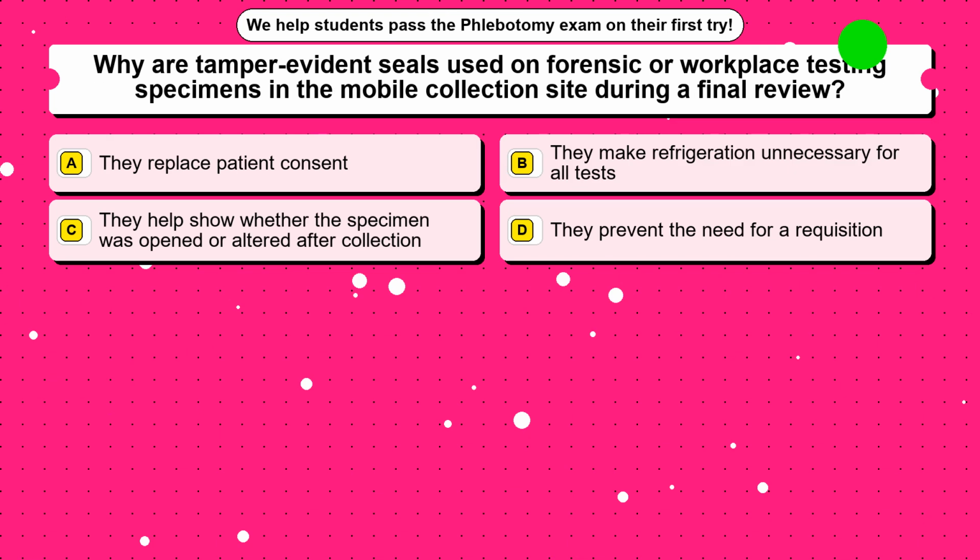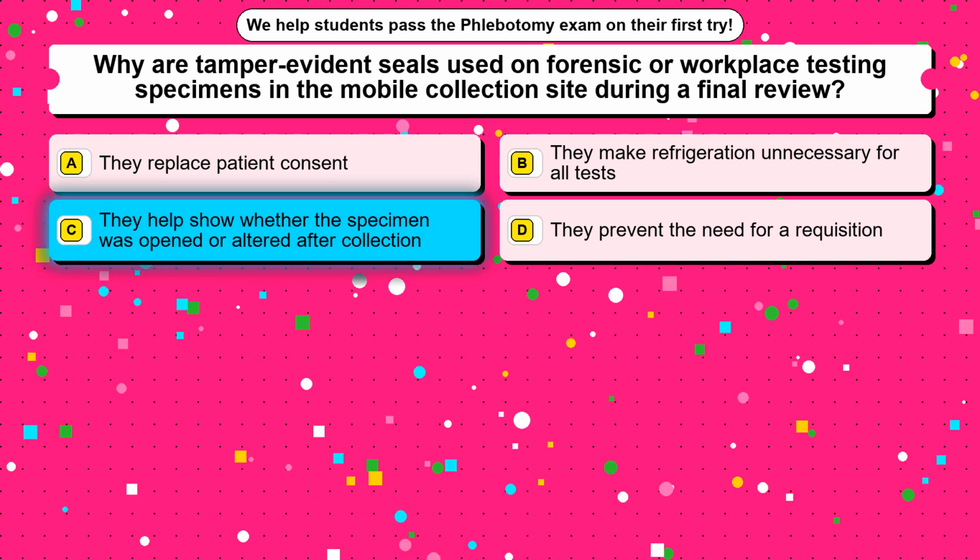Question 45. Why are tamper-evident seals used on forensic or workplace testing specimens in the mobile collection site during a final review? Option A. They replace patient consent. Option B. They make refrigeration unnecessary for all tests. Option C. They help show whether the specimen was opened or altered after collection. Option D. They prevent the need for a requisition.